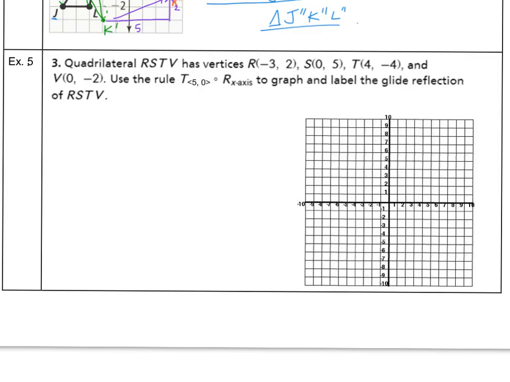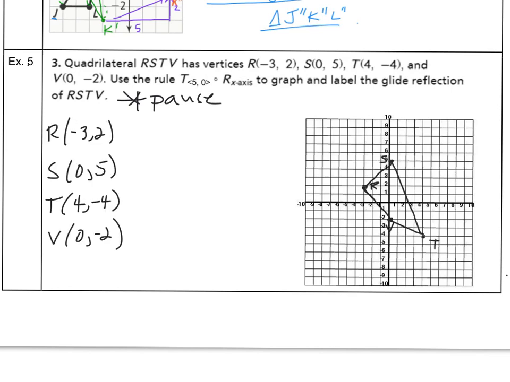For our final example, we're going to take quadrilateral RSTV and create a glide reflection to RSTV double prime. The first thing I'm going to do is just rewrite the 4 ordered pairs for the pre-image and then graph it. So pause the video, plot the ordered pairs for RSTV, connect them, and then list them over on that left-hand side. Then press play and we'll perform the glide reflection. Okay, hopefully your shape looks something like this, RSTV.